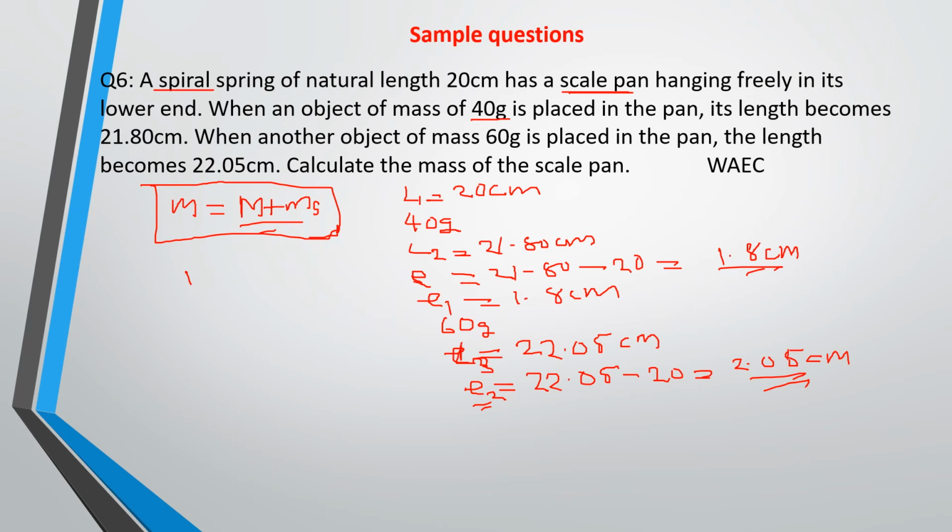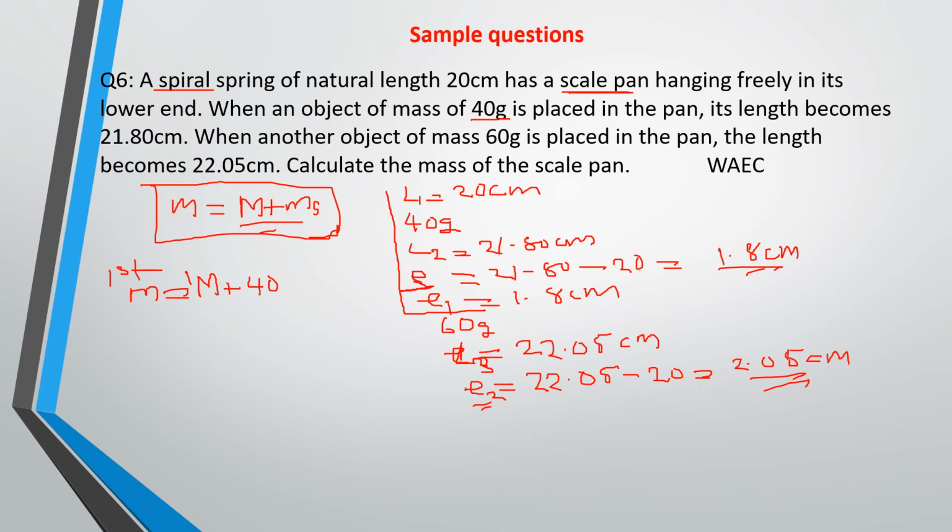So as I've said, in the first case, in the first instance, you have that the mass, as I said before, is equal to the mass of the scale pan plus 40.